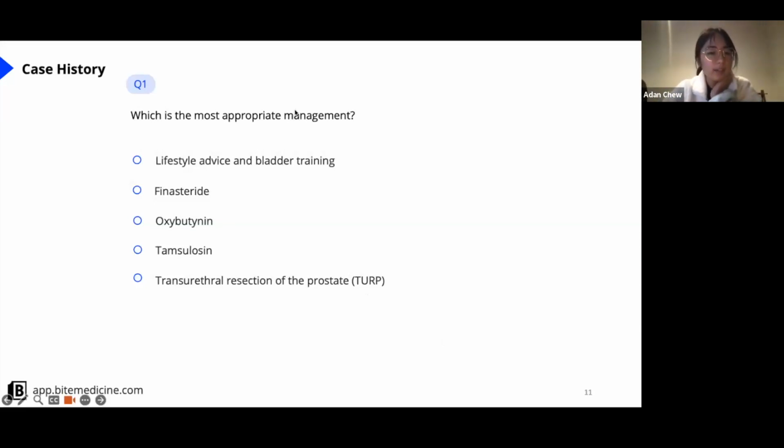Would it be lifestyle advice and bladder training, starting him on finasteride, starting him on oxybutynin or tamsulosin, or would you schedule him in for a transurethral resection of the prostate?